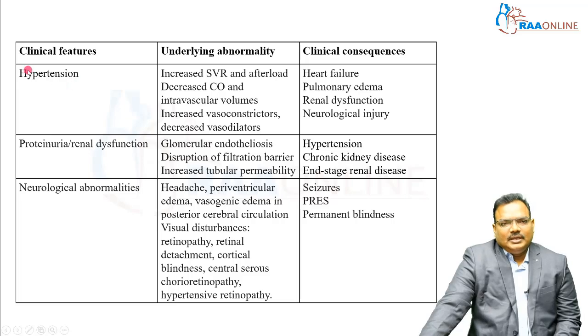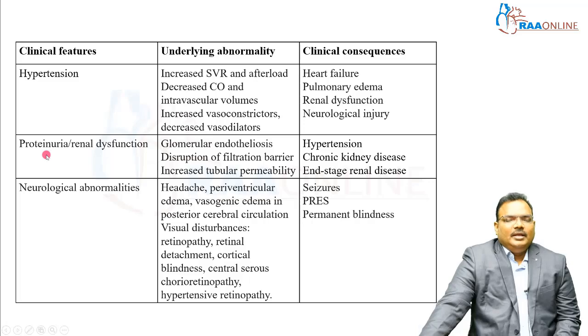So this is regarding the clinical features. Hypertension: why is there hypertension? Because, as we saw, there is increased systemic vascular resistance and afterload. There is decreased cardiac output. Despite high pressures, the intravascular volumes are low in the patient with pre-eclampsia. This should be considered while fluid restricting the patient with pre-eclampsia. There is imbalance between the vasoconstrictors and vasodilators, and the vasoconstrictors take the upper hand. This can lead to clinical consequences like heart failure, pulmonary edema, renal dysfunction, and neurological injury.